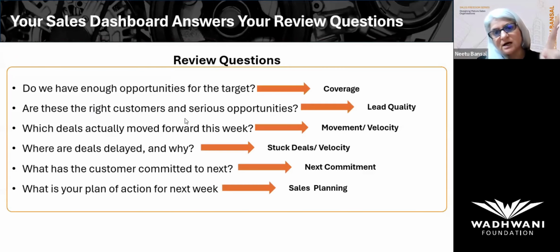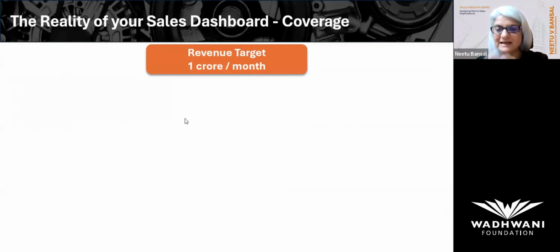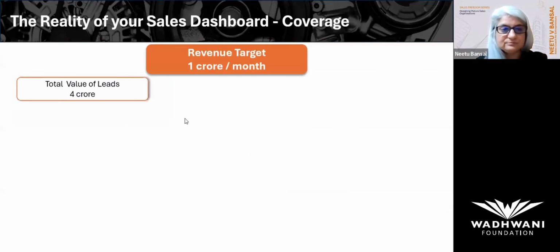We're going to cover coverage, lead quality, velocity now. These three we're going to cover in detail, okay? So let's say you have a revenue target of 1 crore, okay? And you have a total value of leads already, which is equal to 4 crores. Are you in a good place now? Is this healthy? 1 crore is a target, but you have leads worth 4 crores with you right now. Is this a healthy mix? Yes, no, guys?